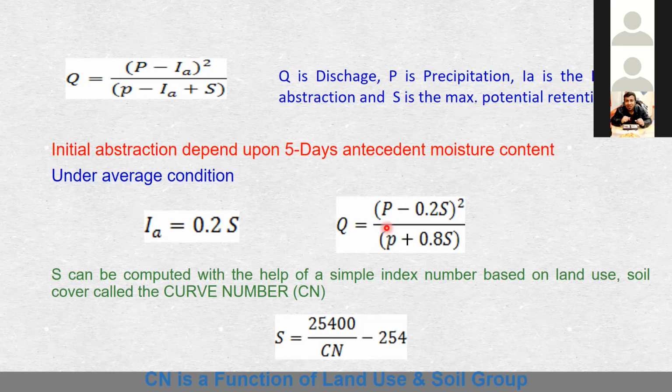On that basis, the final equation comes up as discharge Q equals (P minus 0.2S) squared, divided by (P plus 0.8S), where P is the precipitation. And S depends on the curve number, and this is the formula for S. Ultimately, the curve number is a function of land use and soil group. So if land use or soil changes, the curve number will change. If the curve number changes, S will change. And if S changes, for the same precipitation the runoff will definitely change.